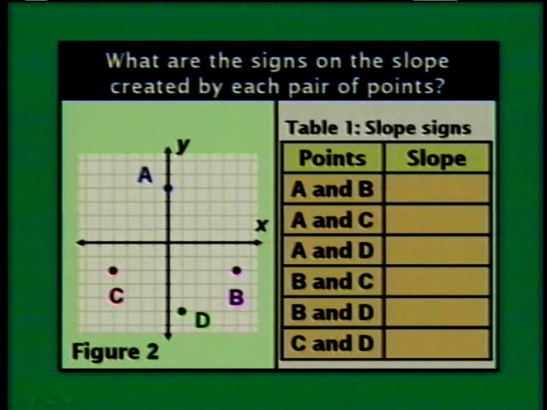Let's begin by connecting the points A and B with a line. When I connect these points with a line, or in my case, a line segment, and I look at the resultant line from left to right, I see that the line is decreasing. Decreasing lines have a negative slope.